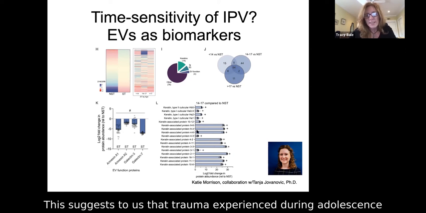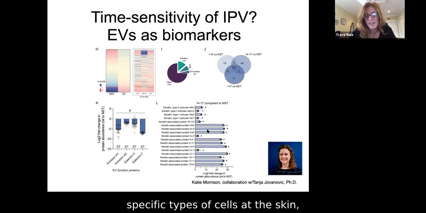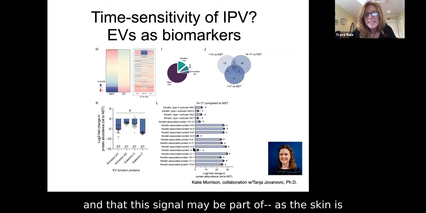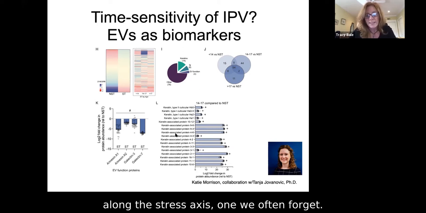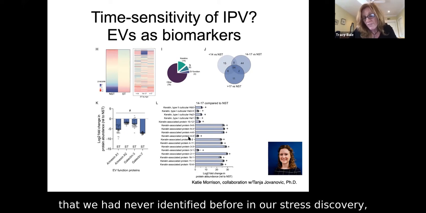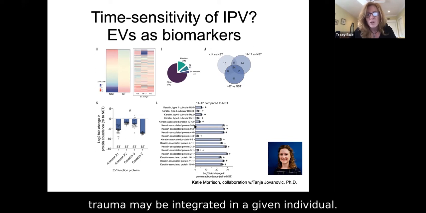This suggests to us that trauma experienced during adolescence may be integrating signals at the level of the skin, specific types of cells at the skin, possibly keratinocytes related to hair production as well. And that this signal may be part of, as the skin is your largest organ, a key and important process along the stress axis, one we often forget. So along trauma and stress responses, this may suggest something very novel that we had never identified before in our stress discovery, and understanding stress programming as it relates to signals important for how trauma may be integrated in a given individual.